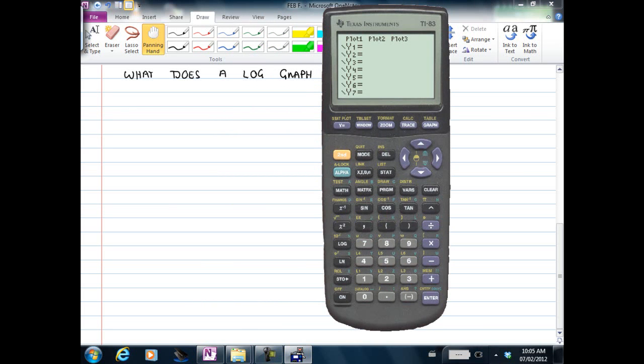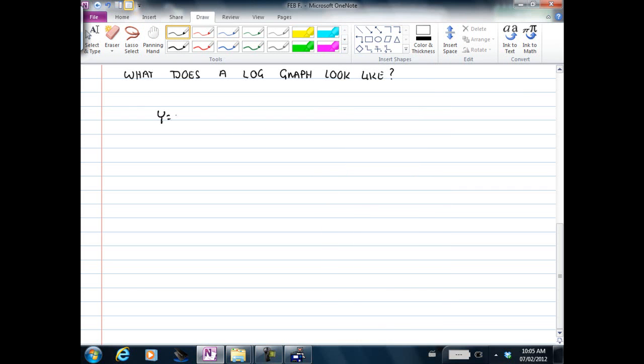Y equals, clear, log. I'll make it simple for now. Log x. Nothing too complicated. And I'm going to just hit graph. Hopefully this works. And look at that. There's your log graph. It's a very simple line. It goes from here all the way up. So let's just draw this right now. Y equals log x. I'm going to draw a rough sketch. Based on what we just saw, your graph looks something like this. It starts from down here and goes up, and it kind of curves. Okay. That's your log graph.